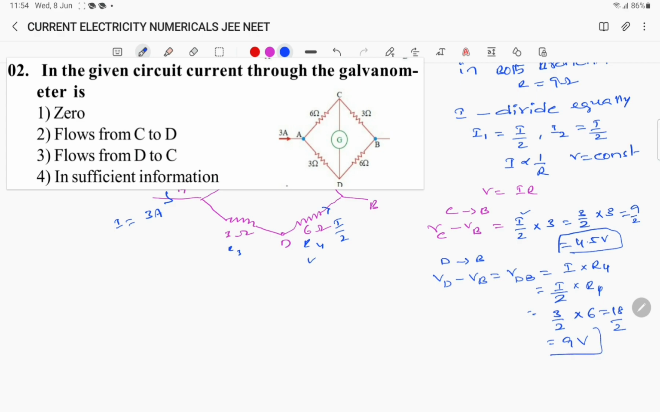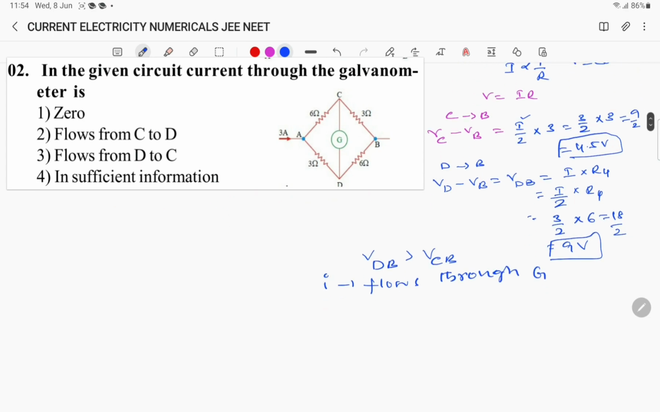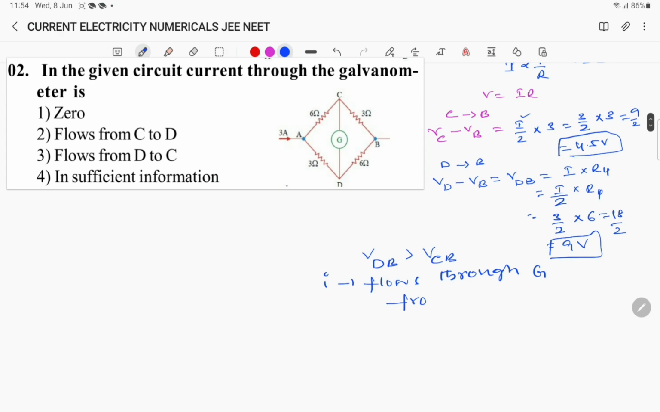The potential difference C to B is 4.5 volts. So which is greater? VDB is greater than VCB. So current flows from D to C through the galvanometer. The current flows through the galvanometer from D to C, meaning from higher potential to lower potential. D to C.